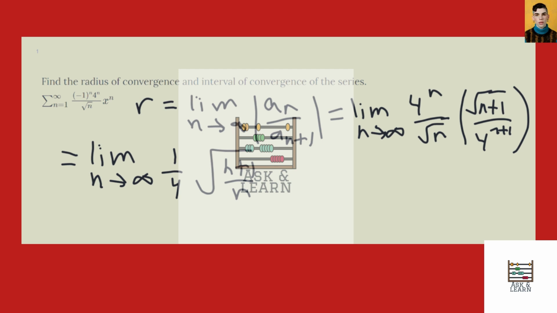The limit as n goes to infinity of (n+1)/n is 1. So this guy turns into the square root of 1, which is just 1. And we're multiplying that by 1/4. So we get 1/4 as the radius of convergence.